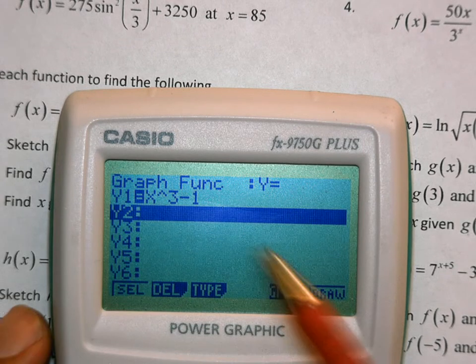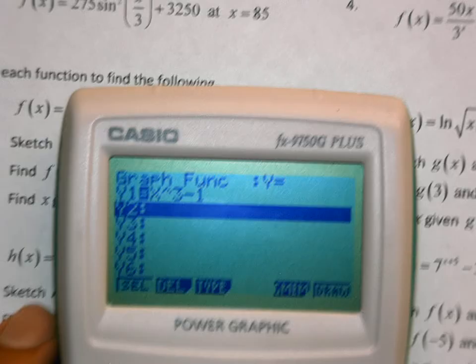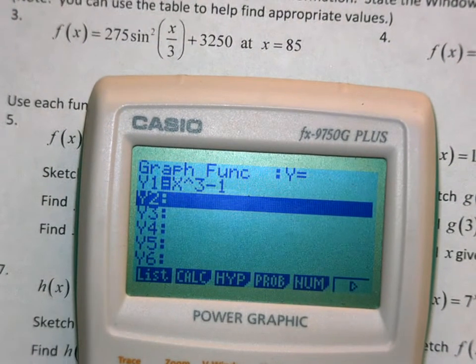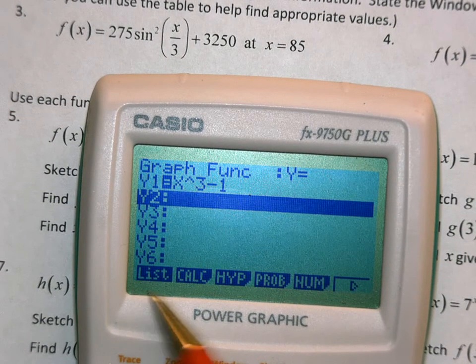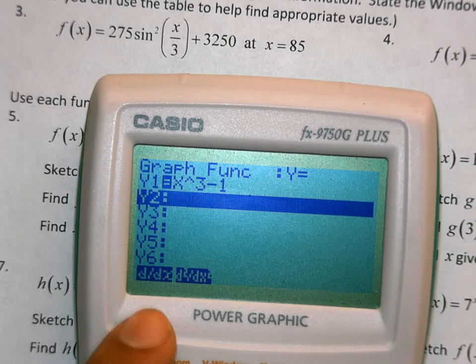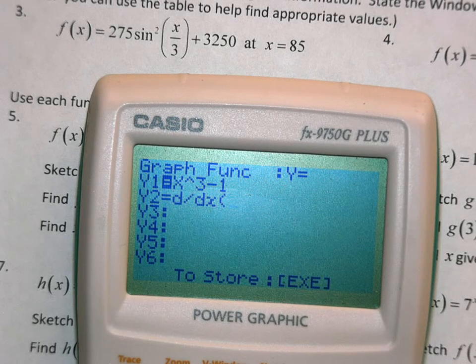So under the derivative, I'm going to press options right next to the shift key, O-P-T-N. Here's the option key. The option key brings up a menu. Down here at the bottom, I'm going to press calculate. What do I want to calculate? d/dx. With d over dx, I want the derivative with respect to x.